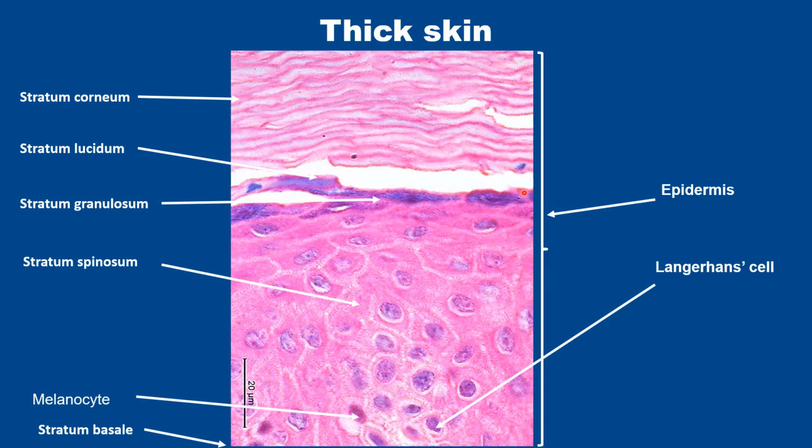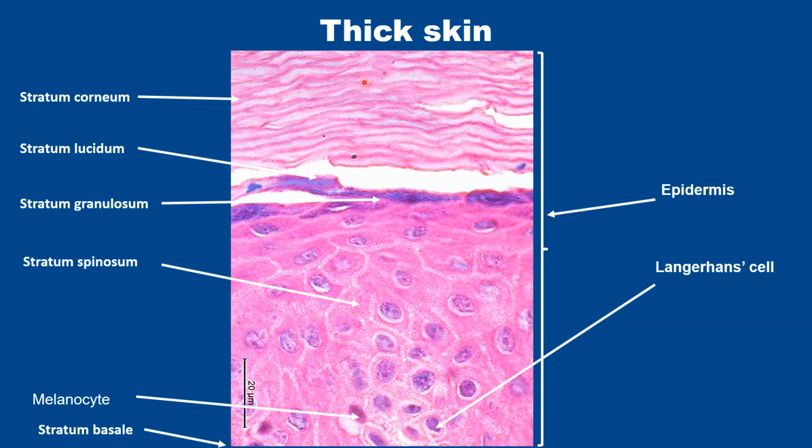The cells are not properly visible. It takes an eosinophilic stain. Here, just above the granular layer, there is a small streak of stratum lucidum. Stratum lucidum is absent in the thin skin.